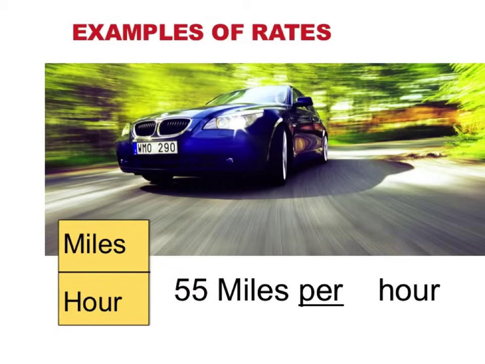Here's another example of a rate. This car is traveling at a speed of 55 miles per hour. And you may notice that there's no number after the word per. And that's because when we just write per hour, we're talking about per 1 hour. So when you don't see a number after the per, it usually means we're talking about 1. This car is traveling 55 miles in 1 hour.